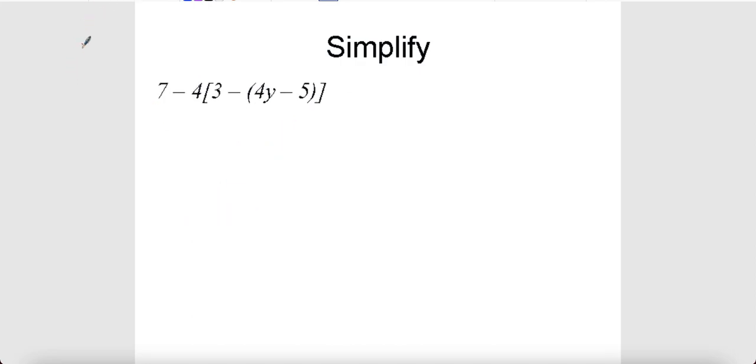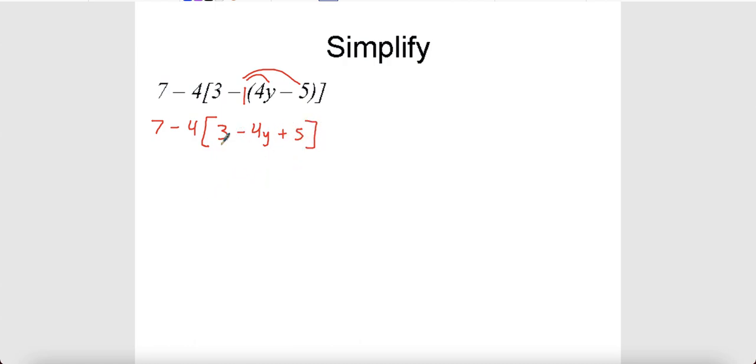All right, lastly, we have this final simplification problem. So notice how we have multiple layers of parentheses, and this is technically a bracket here, but they act all the same. They act like parentheses. So we want to start by distributing completely within the inside. So we have 7 minus 4 times 3 minus, and you can think of this like a minus 1, where you distribute that negative 1 in both terms of that binomial. So it's minus 4y, negative 1 times 4y is negative 4y, and negative 1 times negative 5 would be positive 5.